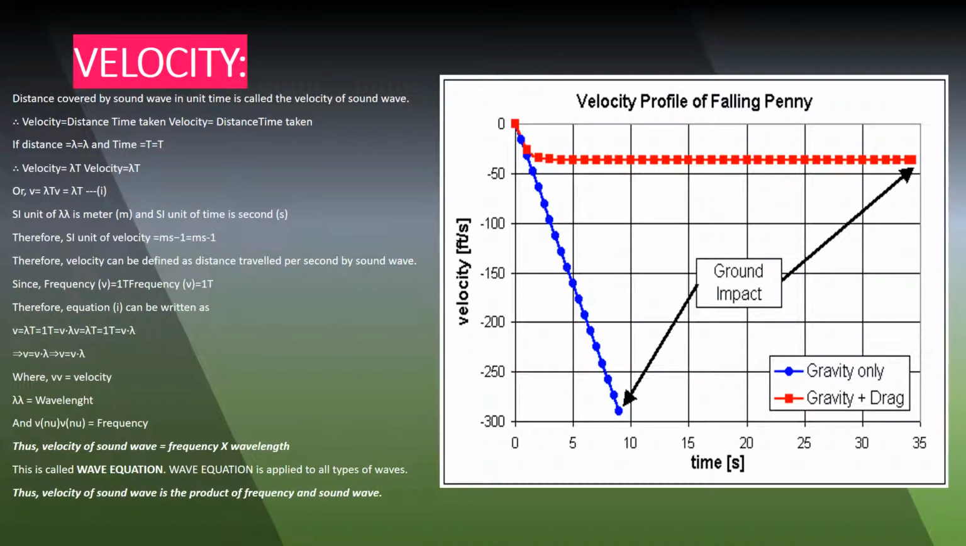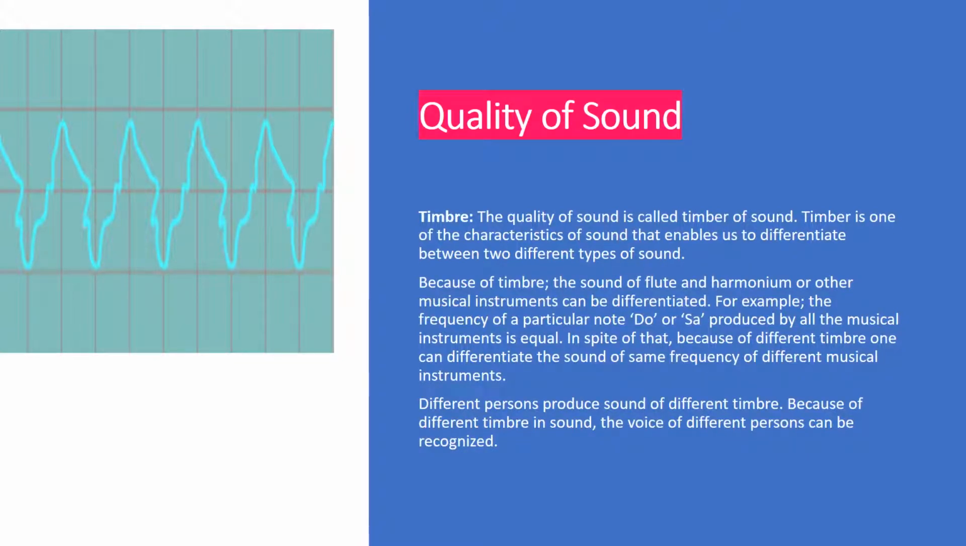Quality of sound. Timbre. The quality of sound is called timbre of sound. Timbre is one of the characteristics of sound that enables us to differentiate between two different types of sound. Because of timbre, the sound of flute and harmonium or other musical instruments can be differentiated. For example, the frequency of a particular note do or SA produced by all the musical instruments is equal. In spite of that, because of different timbre, one can differentiate the sound of same frequency of different musical instruments. Different persons produce sound of different timbre. Because of different timbre in sound, the voice of different persons can be recognized.